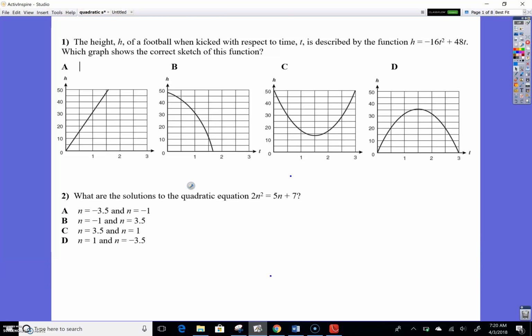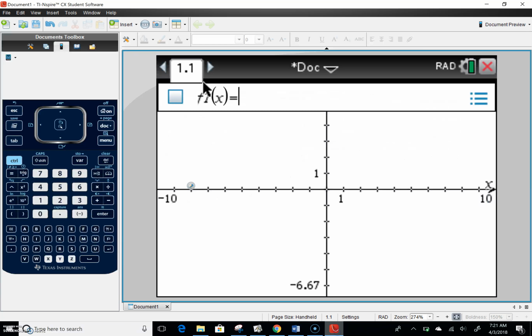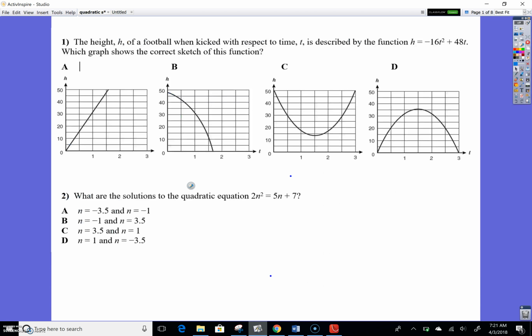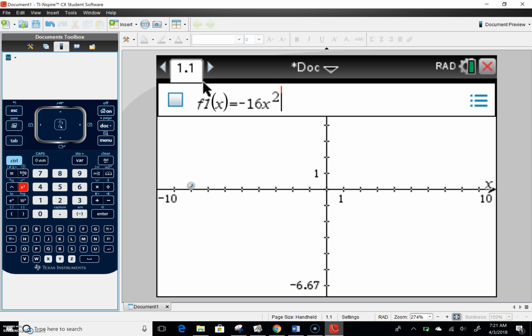Well, the easy way to do this is to match the graph. So the first thing I'm going to do is type in the equation. I'm going to say y equals negative 16x squared plus 48x. Okay, so I'm going to graph.